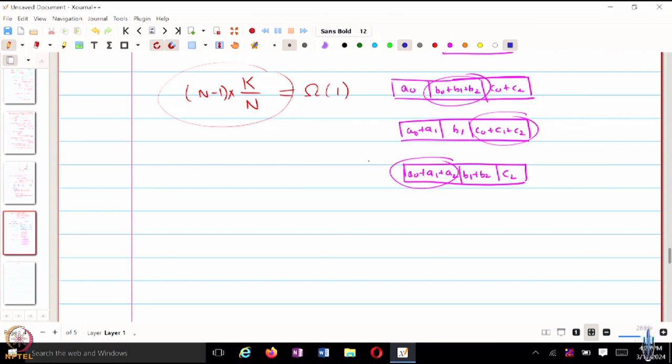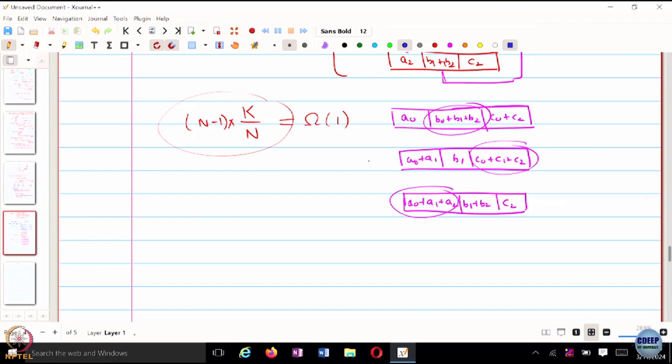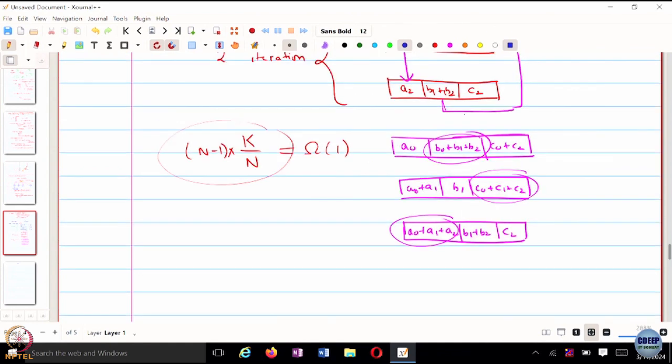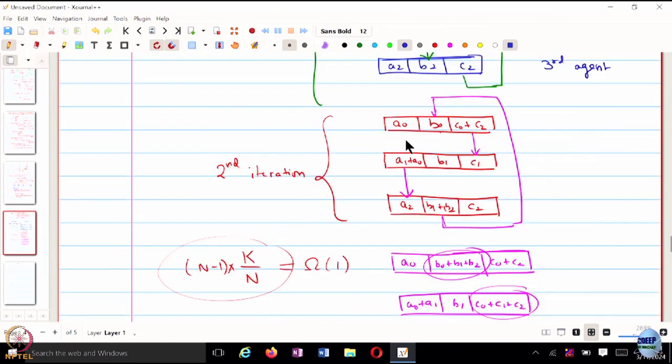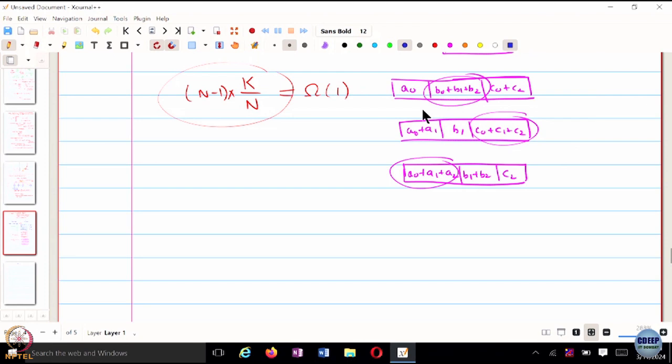What do you mean by batch? Because we just have information about B0 plus B1 plus B2 for the first agent. Yeah, so just for one particular agent, this would have been the information about one block. So this B0 plus B1 plus B2 is available. Ideally I want everyone to know A0 plus A1 plus A2, B0 plus B1 plus B2, C0 plus C1 plus C2. Right now they know these respective blocks, but one agent at a time.